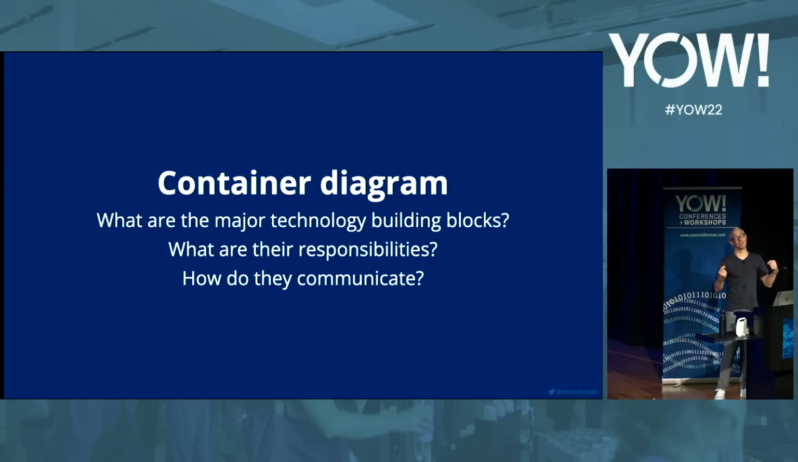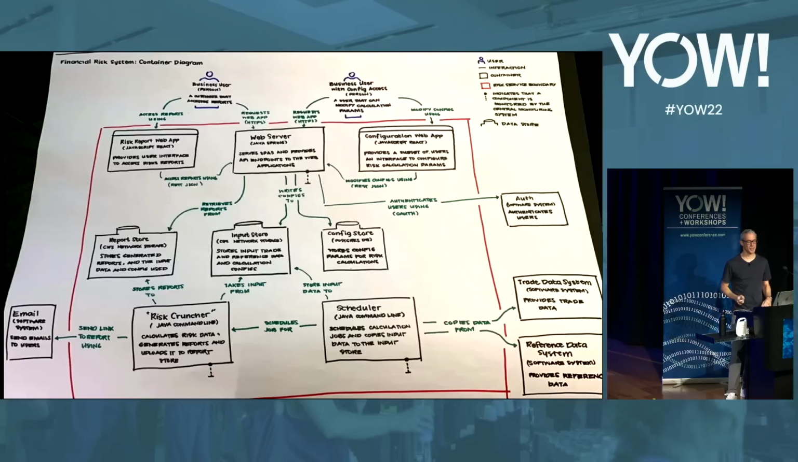In order to draw a container diagram, it's a different set of questions that you're answering. What are the major technology building blocks? So what are the applications and data stores that make up our system? What are their responsibilities, and how do they communicate with one another? Answer those questions, and you can draft up something like a container diagram. So what this group did is they zoomed into that red box. We're still showing people, we're still showing the systems that sit around the outside of that red box, and now we're showing a bunch of applications and data stores that make up that software system. And that's really the C4 model in a nutshell.